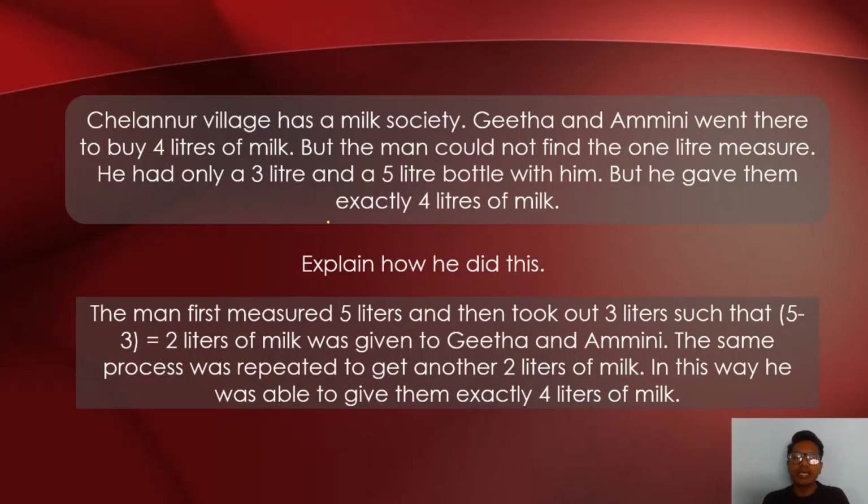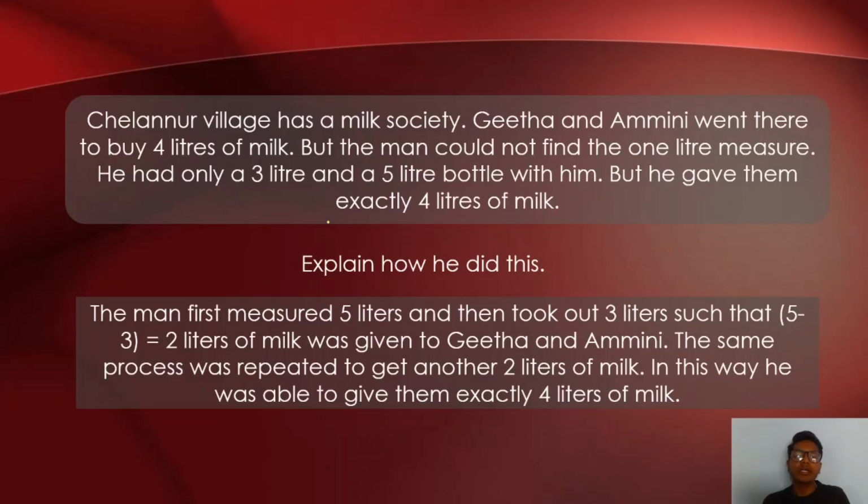Chelanur village has a milk society. Geeta and Amini went there to buy 4 liters of milk, but the man could not find a 1 liter measure. So here the scenario is, Chelanur is a village which has a milk society. Geeta and Amini are two friends. They want to buy 4 liters of milk, but the man couldn't find the 1 liter measure.